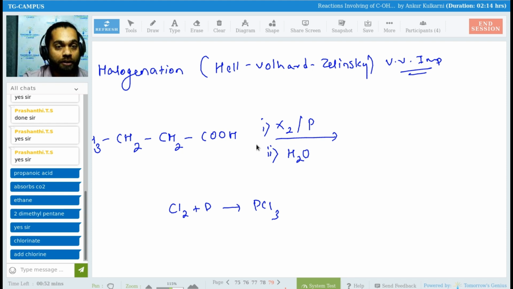That is your chlorinating agent, correct? So over here, a little bit of variation is there, due to presence of H2O. Your chlorine will get added at the alpha carbon. For this reaction, what is necessary? Alpha carbon. What is alpha carbon?